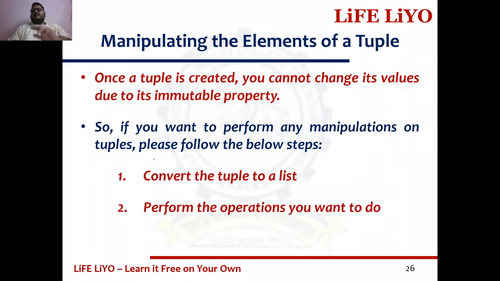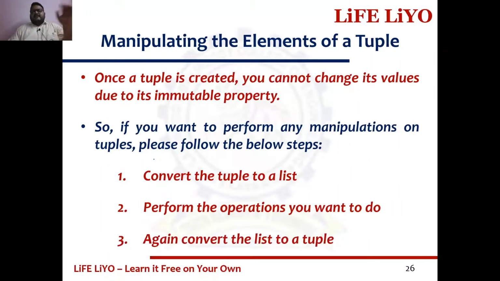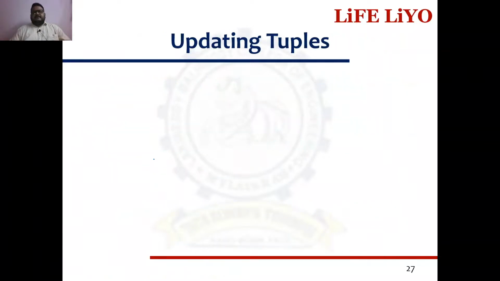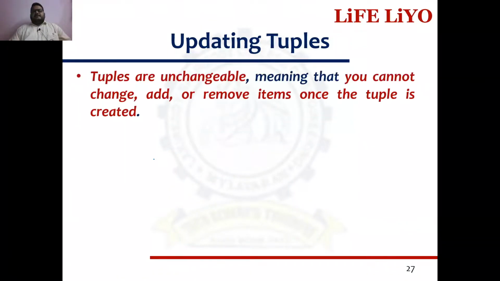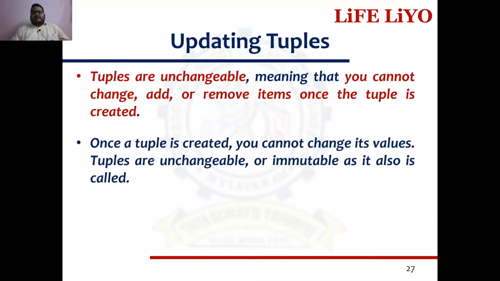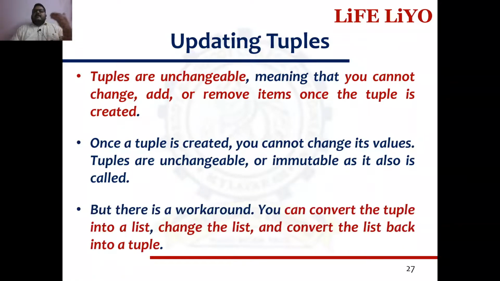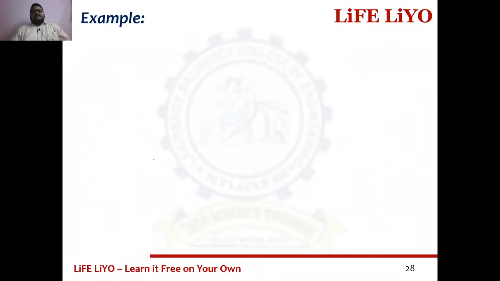Then we can perform the operation what you want to do. Again convert the list into a tuple. That's it. A simple thing. Next, updating tuples. Tuples are unchangeable. Means you cannot change, add or remove items once the tuple is created. Then what we have to do? Simply cheat code. Converting the tuple into the list. Then again performing the operation. Then converting back to the tuple. That's the thing. Let us take an example.